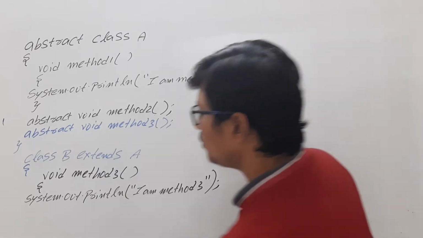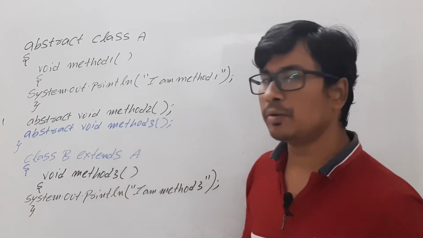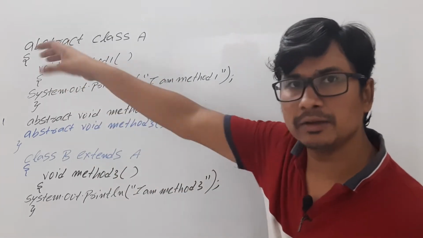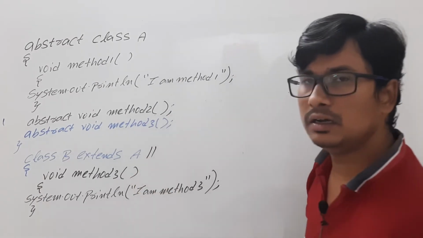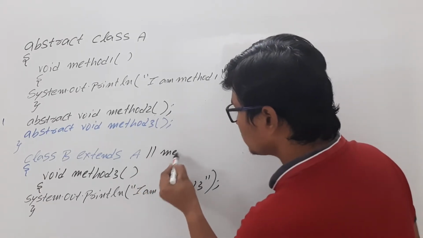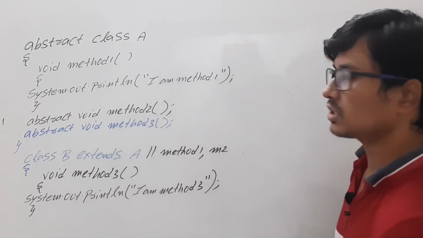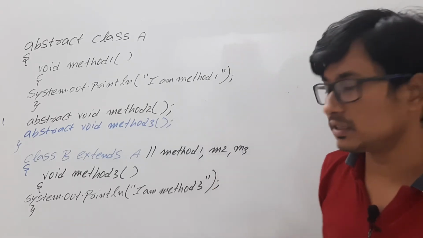Now remember one important point. When class B is extending the properties of class A, it will get all the members, meaning the variables and the methods. So class B will get method 1, which is a concrete method, and also it will get method 2, M2, and method M3. These two are abstract methods.